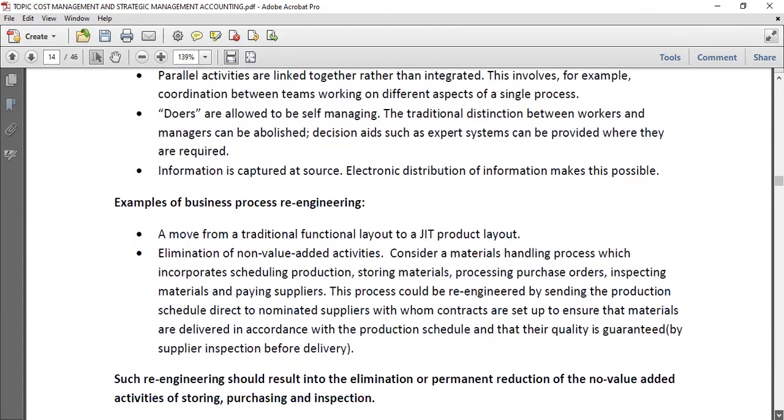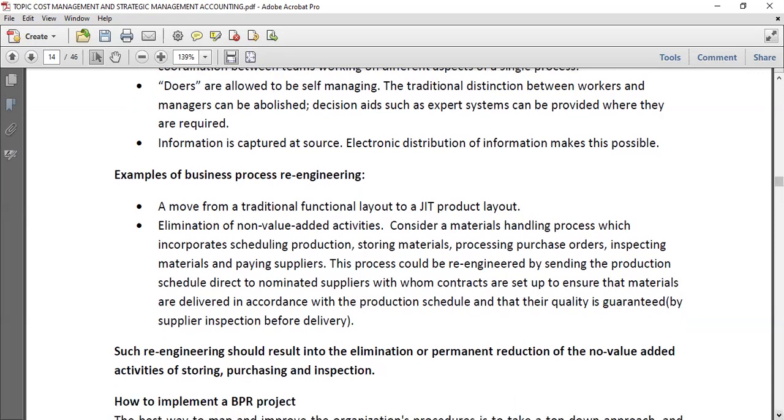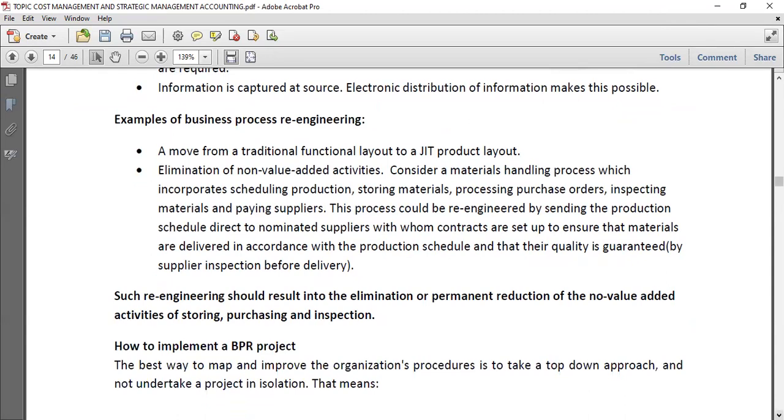There's also an example here of a business re-engineering where you're moving from a traditional functional layout to a JIT product layout. I think you know what a JIT means. Just in time. It's one of those key strategic philosophies that work with the strategic cost management system, okay?